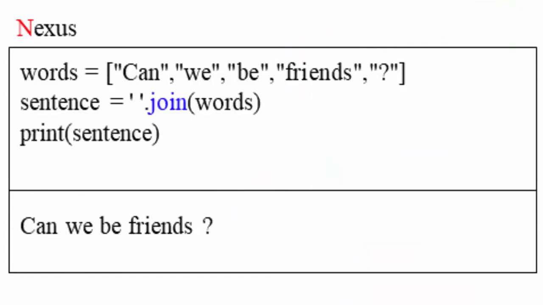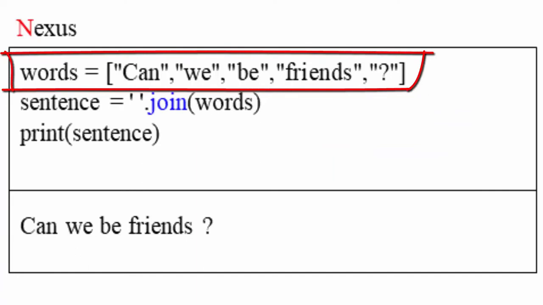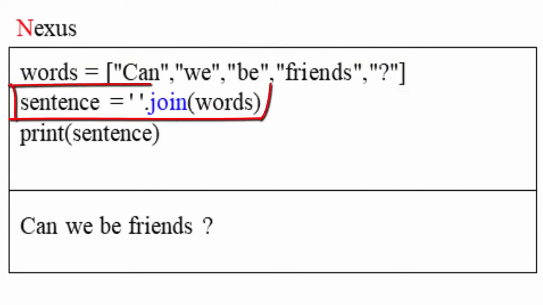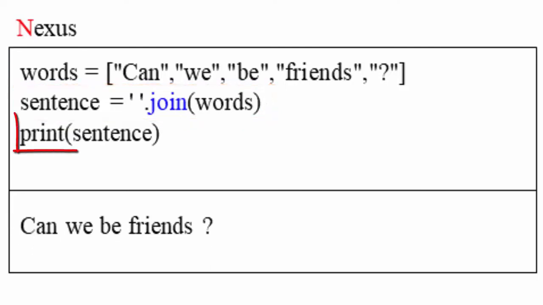Go. As you can see here, we have our words, can we be friends, and we have our question mark. All of these are in my list and they're sequentially how I want them. You did a great job. You gave yourself a variable name. I called it sentence equals a literal space, literal with single quotes, could have been double, dot join those words, and then you print out the variable name. Can we be friends? Great job.